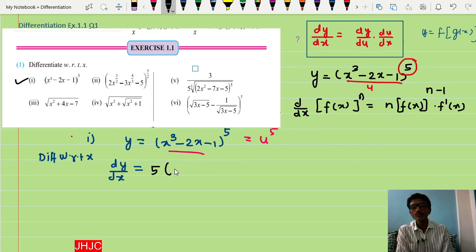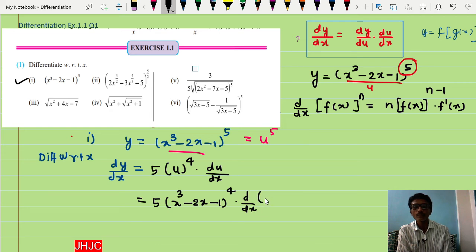So what is our u? Let's write u raised to power 4 into du by dx. This is 5 into u, which is x cube minus 2x minus 1 raised to power 4, and du by dx means d by dx of x cube minus 2x minus 1.